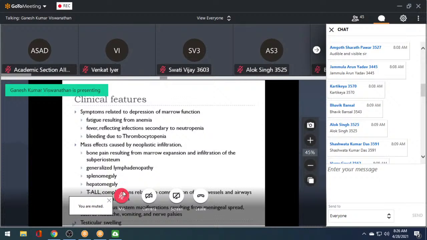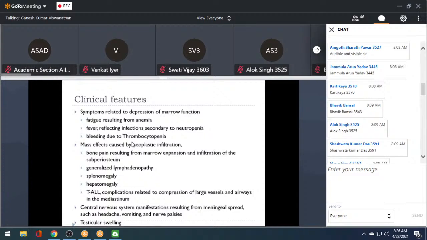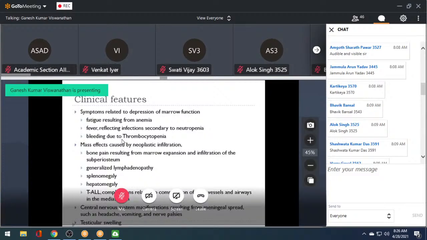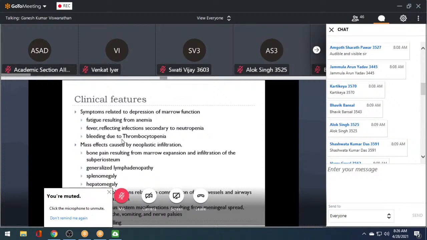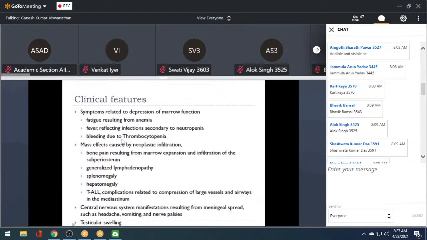So what are the cells which are normally present in the bone marrow? There are red blood cell precursors, there are precursors of granulocytic cells, and there are precursors of platelets, which are called megakaryocytes. All these normal cells present in the bone marrow are affected. They are being replaced by the abnormal acute leukemia cells, blasts. So what happens when the red blood cell precursors are reduced? You have reduced red blood cells. That is what we call anemia. What happens when the normal neutrophil precursor cells are replaced?